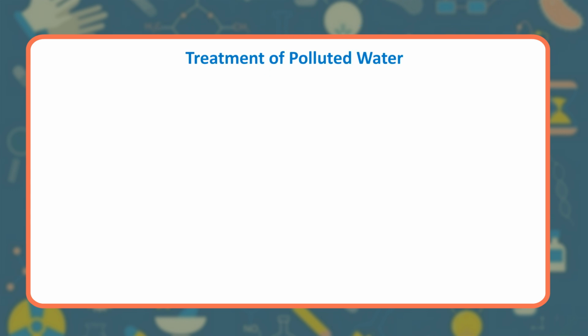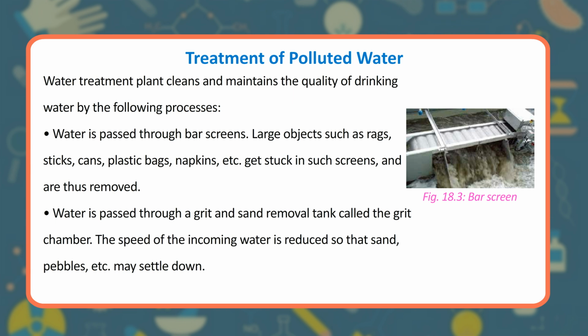Treatment of polluted water. Water treatment plant cleans and maintains the quality of drinking water by the following processes. Water is passed through bar screens. Large objects such as rags, sticks, cans, plastic bags, napkins, etc. get stuck in such screens, and are thus removed.